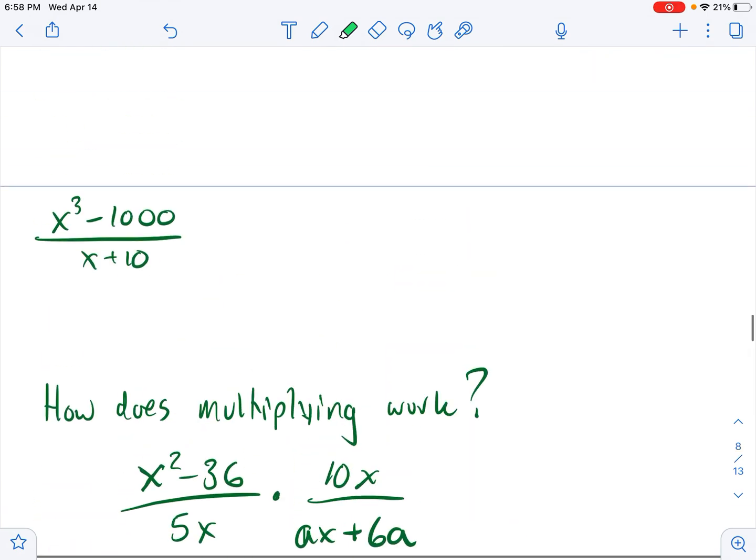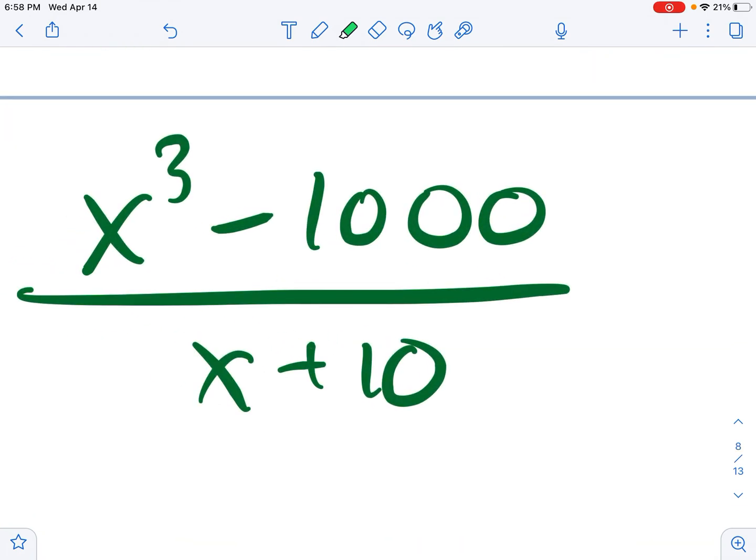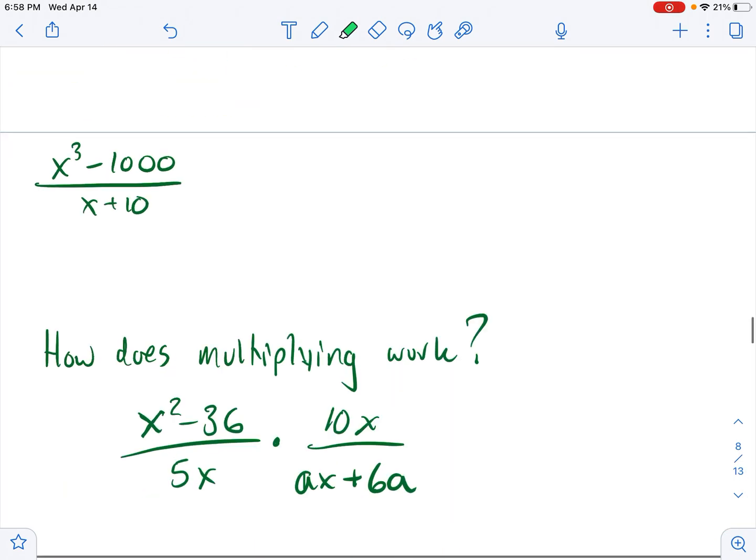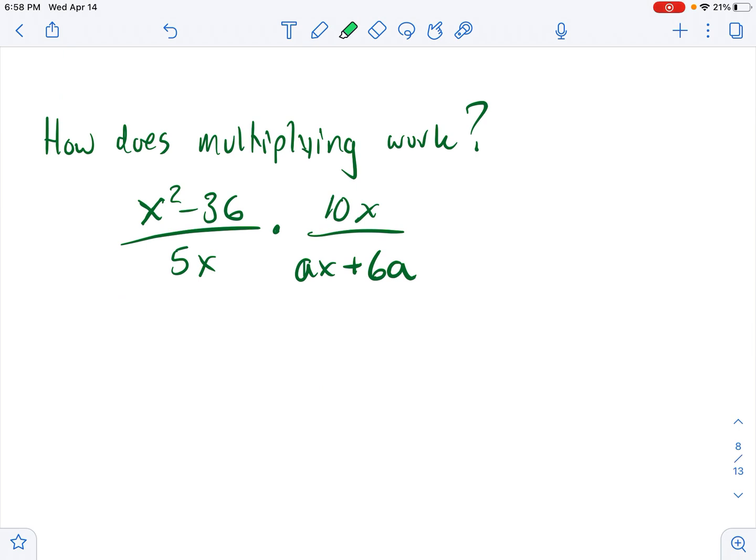So here's what's coming up. Remembering the difference of 2 cubes, simplifying with that. And then, how's multiplying going to work? Well, hey, good news is it's kind of fun, and it's kind of the same way that simplifying works.